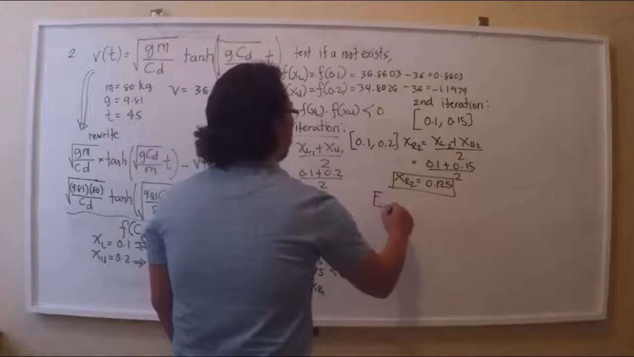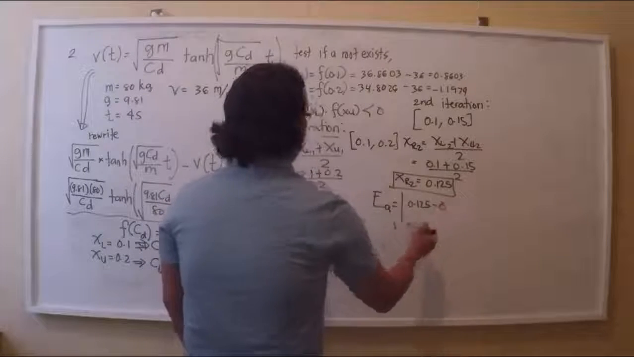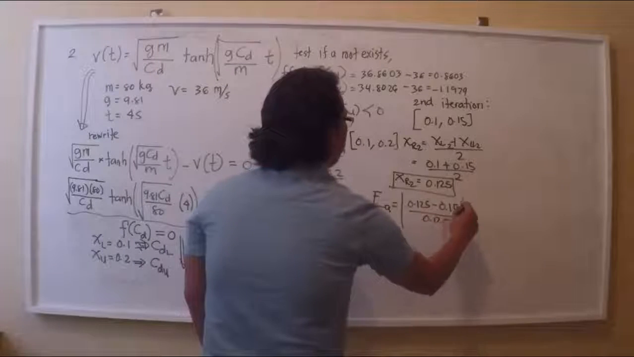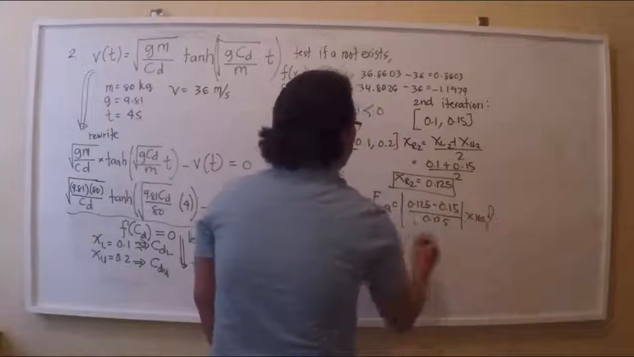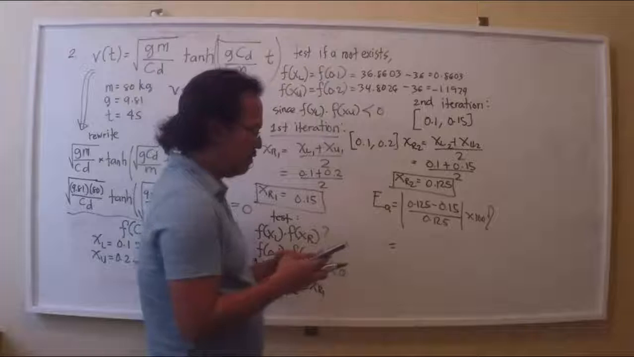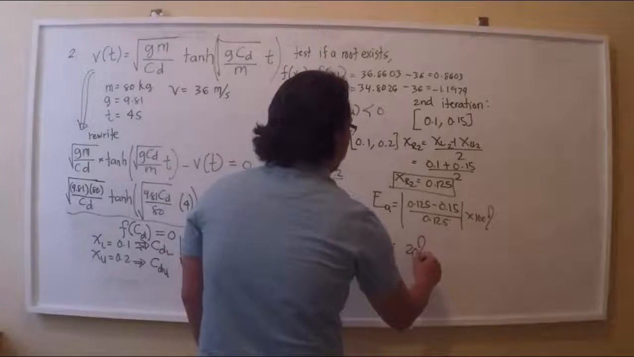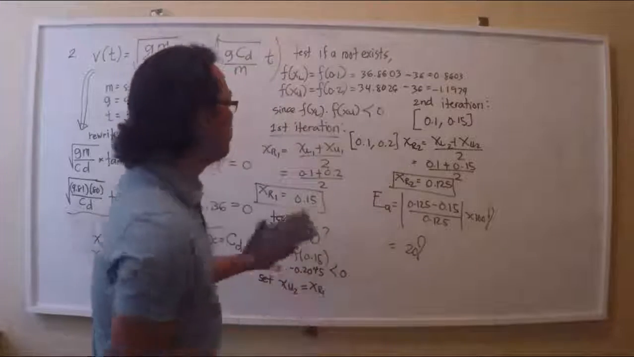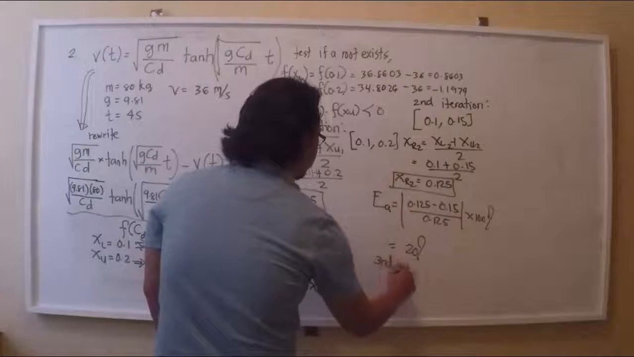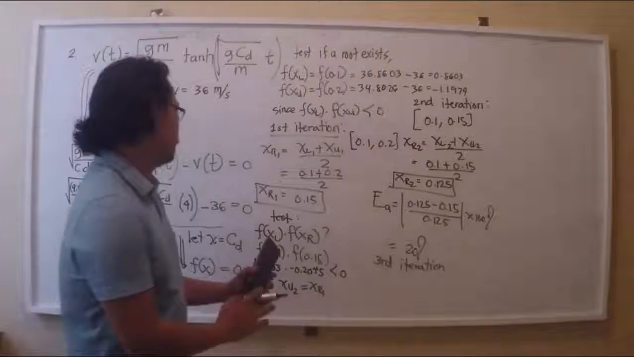And then we can compute the error now. Error is equal to the current value 0.125 minus 0.15, over 0.125, times 100%. So this is what? 0.125 minus 0.15 over 0.125 times 100 is 20%. Still very big. Okay. Next, we will move on to the third iteration. Okay. So third iteration, and then test first.